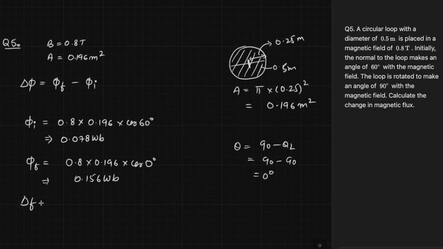Now delta phi, change in magnetic flux, will be final value 0.156 minus the initial value 0.078, and that will be equal to 0.078 Weber. So this is our answer for the last question, fifth question for this exercise 1.2.